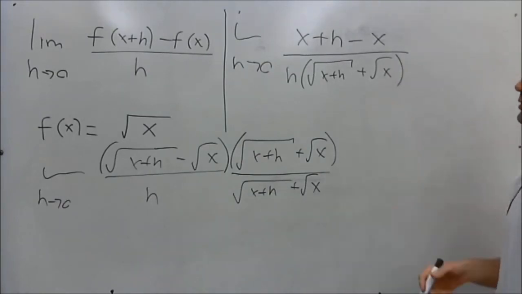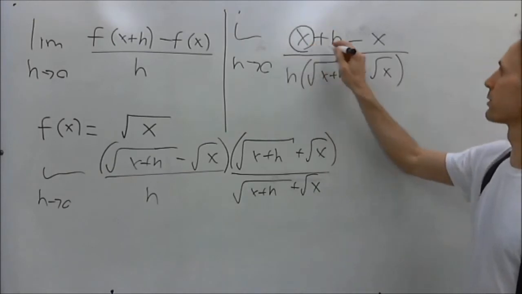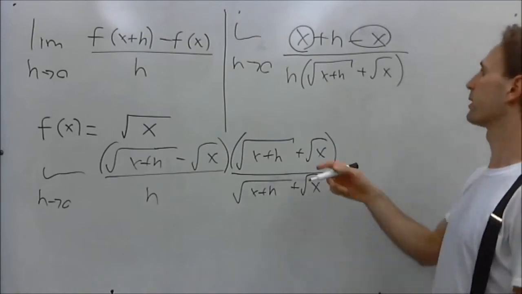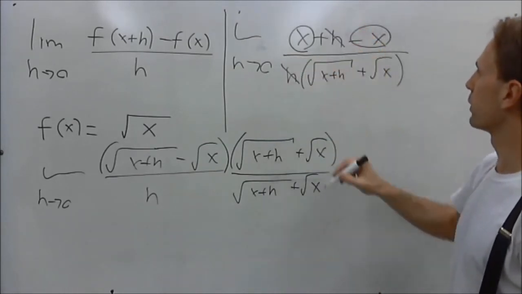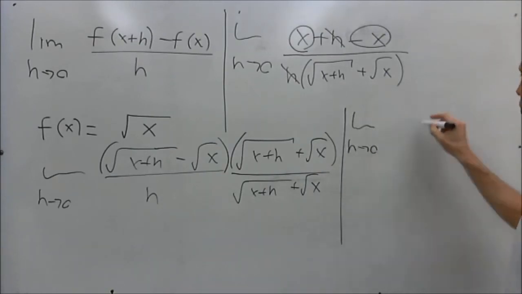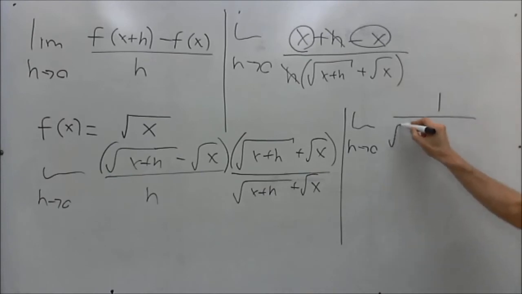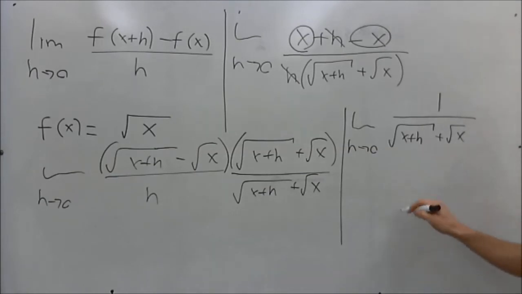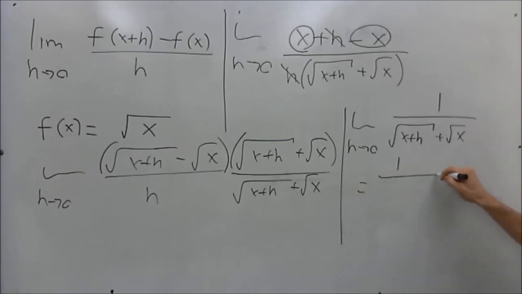And so the same stuff sort of happens here. The x's are going to cancel, leaving you with just an h on top. When the h is on top by itself, it will cancel with this h on the bottom, leaving us with, in total, the limit as h approaches 0 of 1 over radical x plus h plus radical x. Then you take the limit as h approaches 0, you can plug 0 in for h, which gives you 1 over radical x plus radical x, or like we knew the answer to be, 1 over 2 radical x.